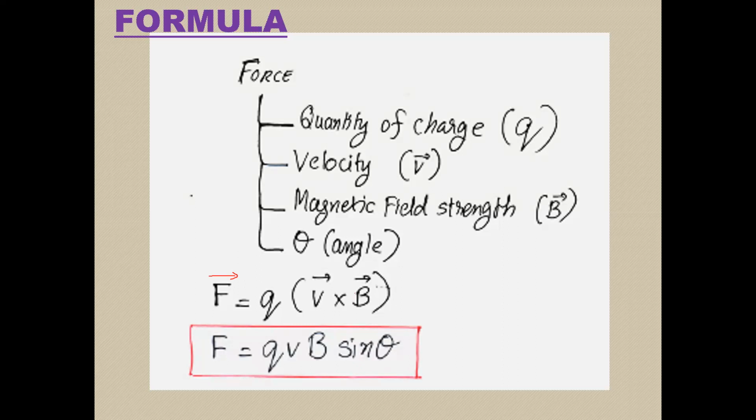The formula is F = qvB sin theta: force, quantity of charge, velocity, magnetic field strength, theta. The arrow means it's a vector quantity.